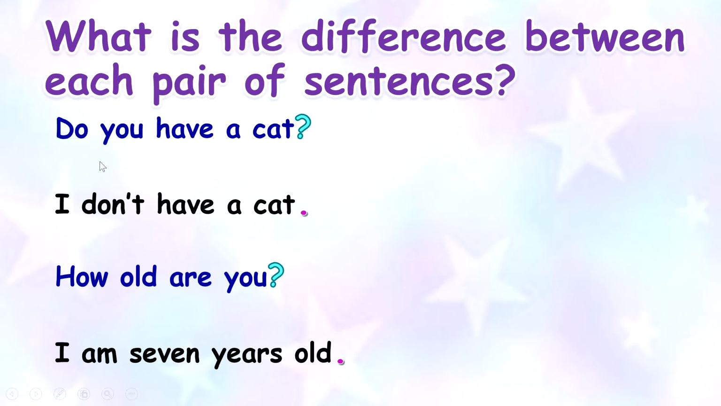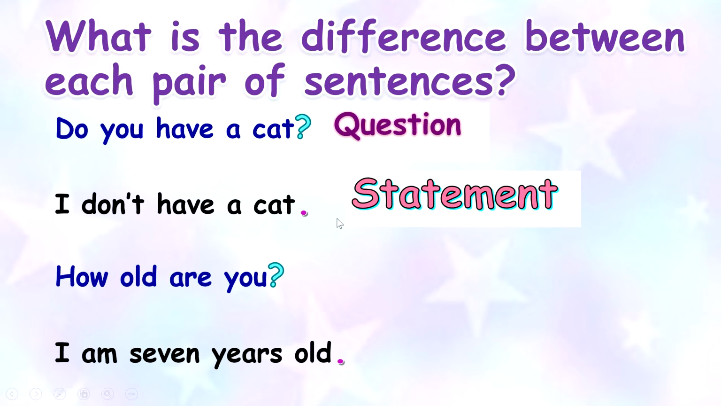One starts with question word do and ends with a question mark. So we call it what? A question. And the second one, I don't have a cat. This is an answer to this question. It tells about something, gives some information. It starts with a pronoun, a verb, don't have, and the complement of the sentence, the rest of it, a cat. So we call it a statement.